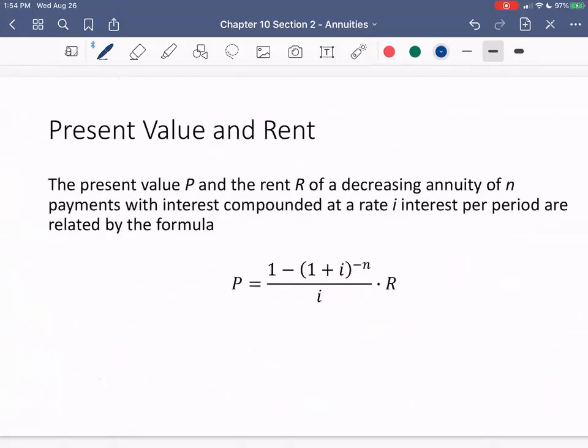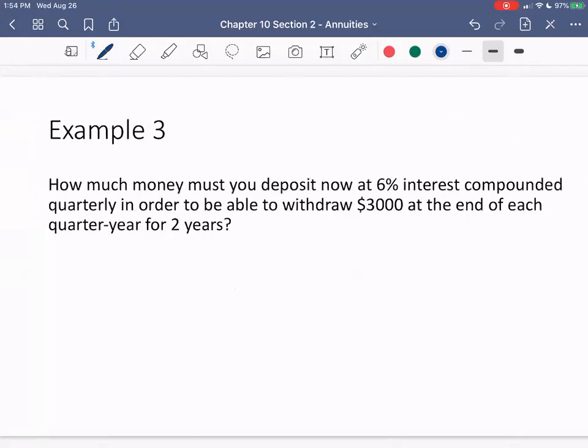All right, so we have present value and rent. So the present value P and the rent R of a decreasing annuity of N payments, with interest compounded at a rate I interest per period, are related by the formula. So here's now a new formula. So let's go through and try to figure out the difference between these problems.